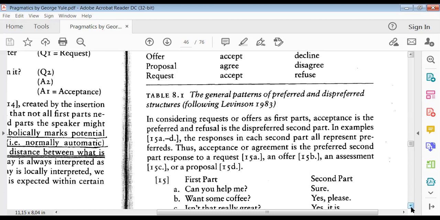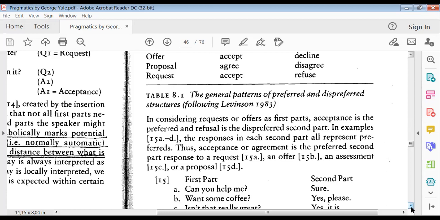So this is the general pattern of preferred and dispreferred structures, and we can actually extend this pattern to other adjacency pairs. We can extend this. We have compliment, we have complaint, we have criticism, we have thanking, we have congratulation, many speech acts that involve fixed or specific adjacency pairs. So in considering requests or offers as first parts, acceptance is the preferred and refusal is the dispreferred second part.